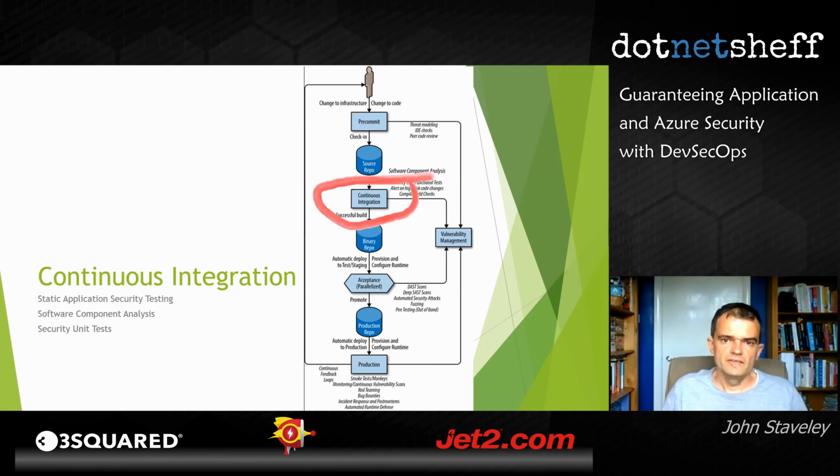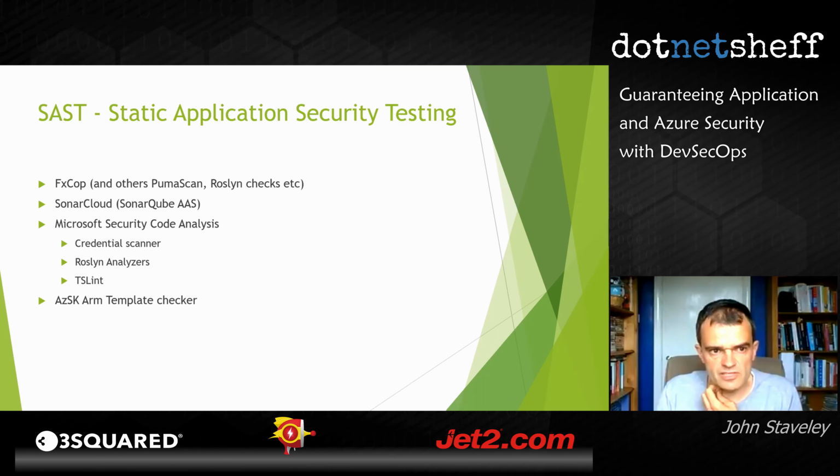Okay, so that's the pre-commit. I've now committed my IDE changes into code, and it's starting to build. So at this stage, we can do static application security testing, software component analysis, and security unit tests. So more about that in due course. So what is static application security testing? One of the tools I use is FxCop. There's also others, which I haven't looked into, PumaScan and Roslyn checks. The Roslyn checks require changes to your code.